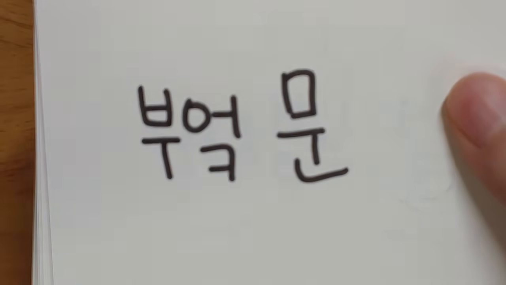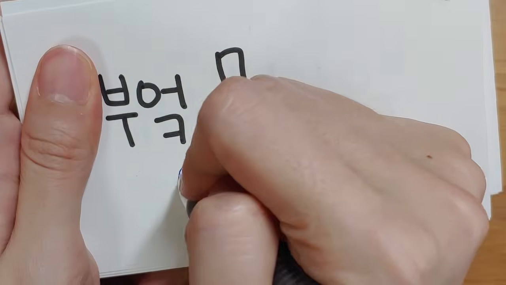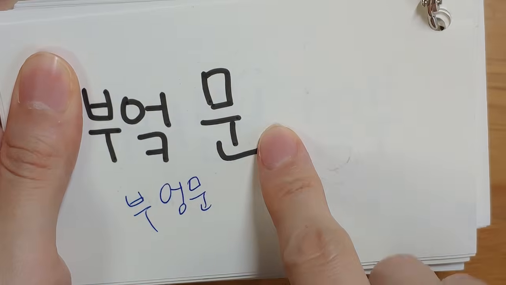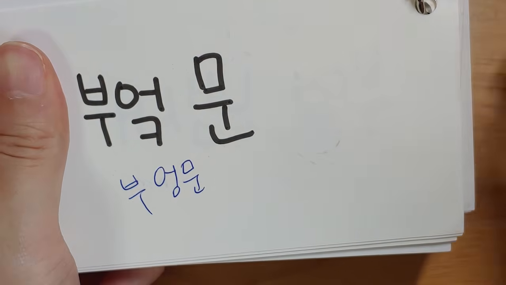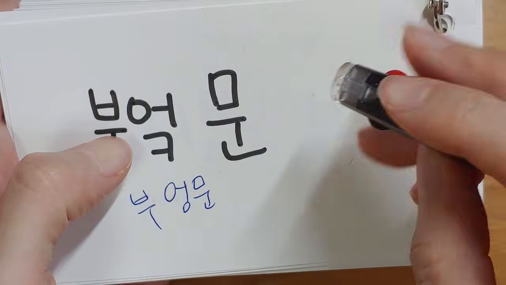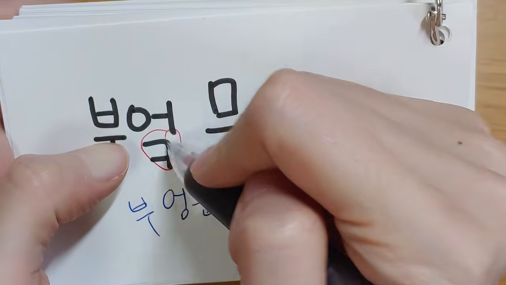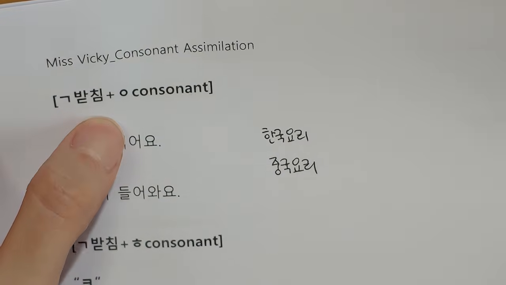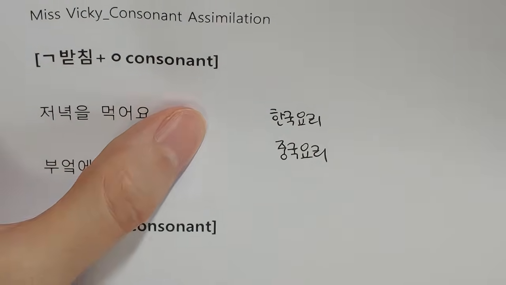And the same when it meets 미음 consonant. 부엉문, right? A kitchen, 문, door, a kitchen door. 부엉문. So you can see that this uk sound softens to ung sound, right? 부엉문.